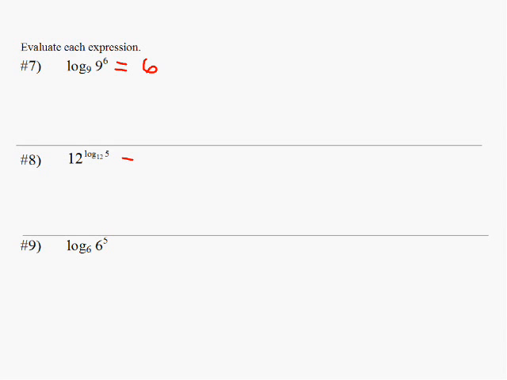Well, very similar. Number 8 is log identity number 2, I believe. You have a base of 12 that has an exponent, and that exponent also has a base of 12. So that just equals the argument of the exponent, which is 5. Number 9 is the same as number 7. Log ID number 1. The base of the logarithm and the base of the argument are the same, therefore the answer is the exponent.